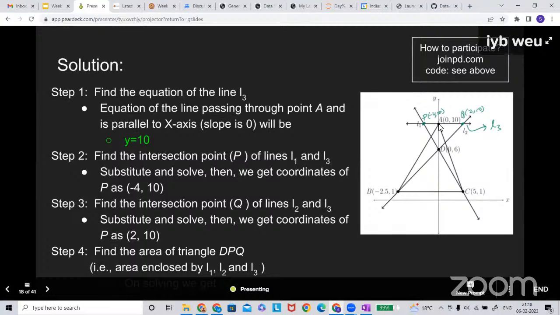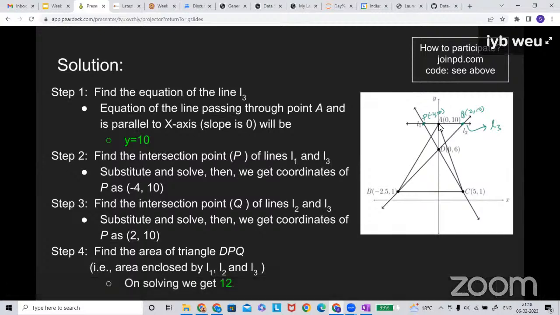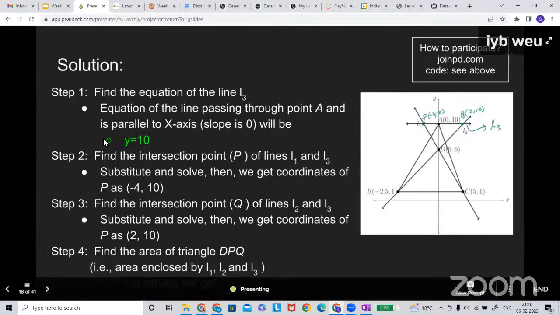So very quickly you can find the equation of line L3, which is going to be y equal to 10, as the slope is 0 because it is parallel to the x-axis. Now to find the point P, which is the intersection with line L1, you already have the equation of line L3. Substitute y equal to 10 in that.